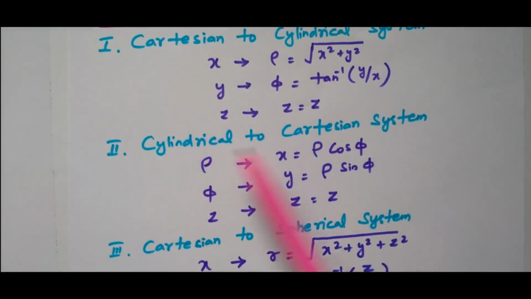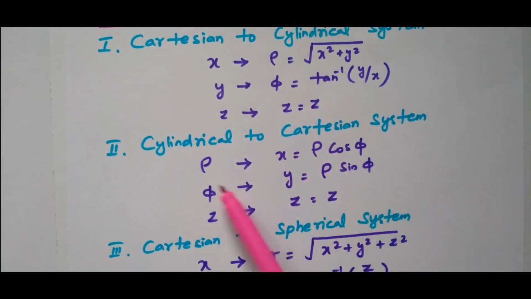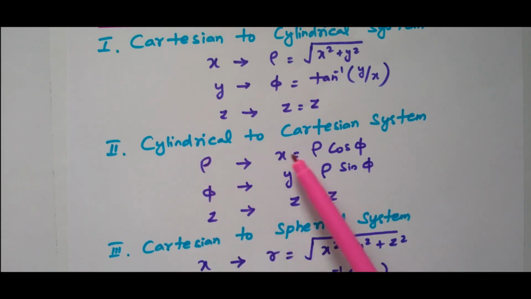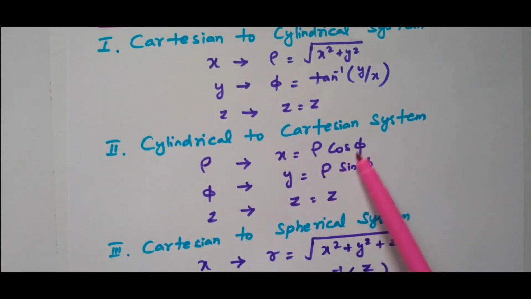Similarly, cylindrical to Cartesian is the reverse. In cylindrical we have rho, pi and z, and from that we can get x, y, z. How will we convert? X is nothing but rho cos pi. Y is nothing but rho sin pi. Z is taken as it is. So we are able to convert the cylindrical system into the Cartesian system, and we can calculate x, y, z by using these formulas.